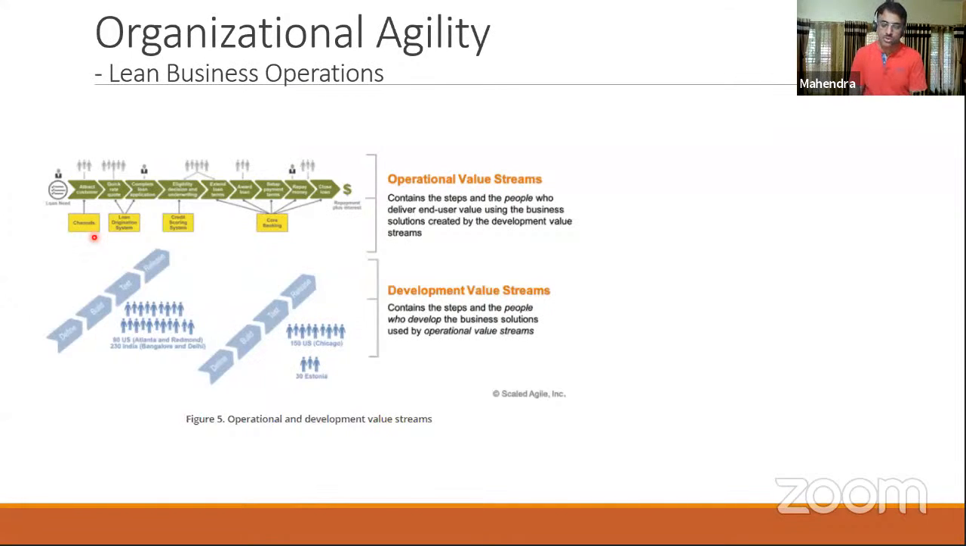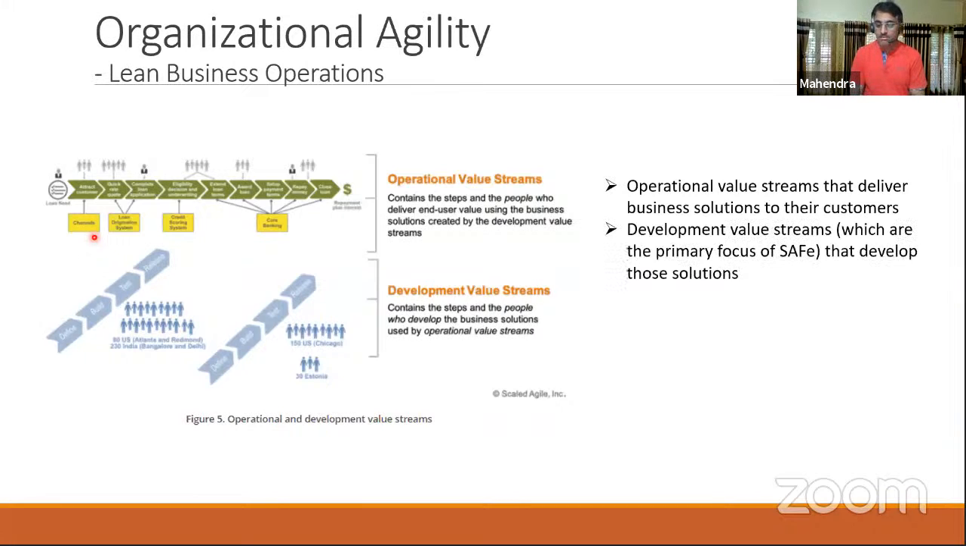So there are two types of value streams. One is an operational value stream, and the other is a development value stream. The operational value stream is the one which delivers solutions to their customers, like what I was mentioning, retail. So retail is one of the operational value streams. However, you will have multiple other development value streams which develop solutions which enable the operational value stream.